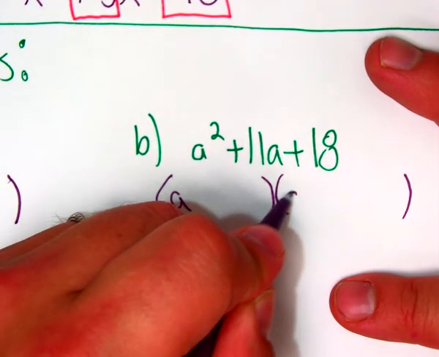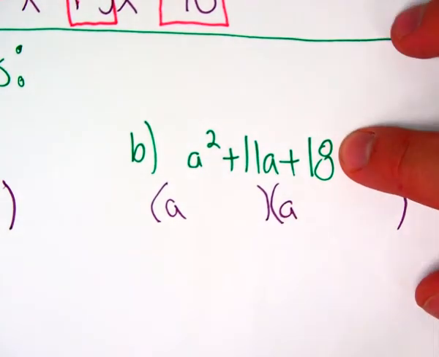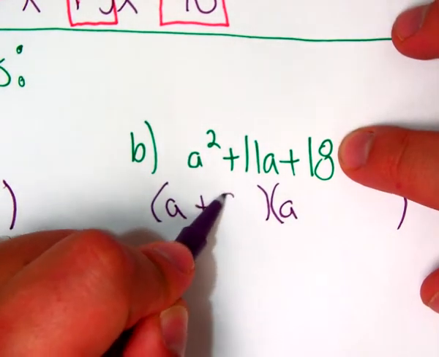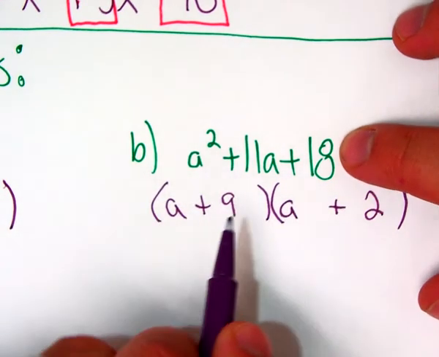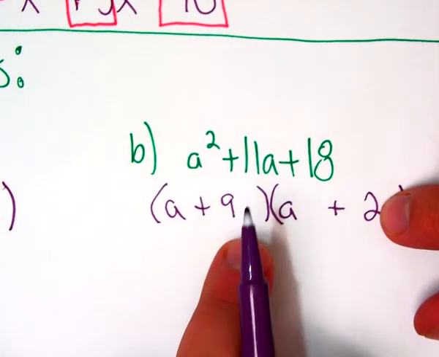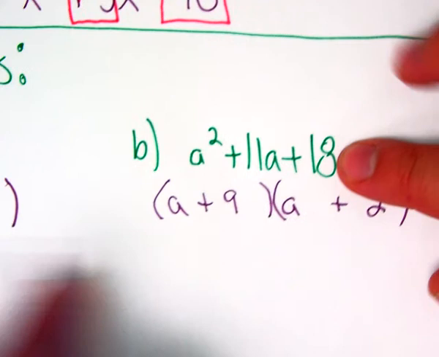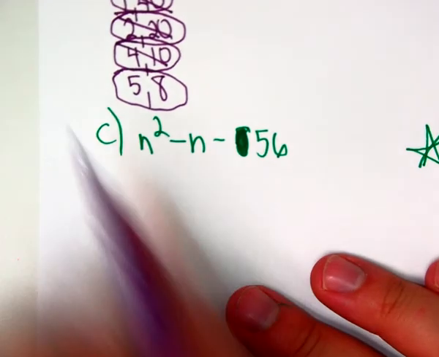So we'll have a and a. The factors of 18 that will add up to 11 are going to be a positive 9 and a positive 2. 9 plus 2 is 11. 9 times 2 is 18. Let's look at letter C.